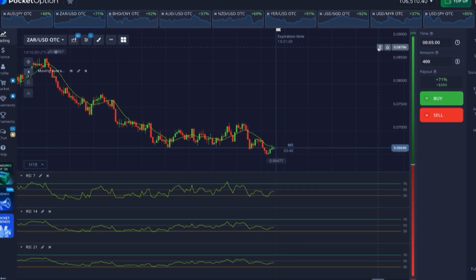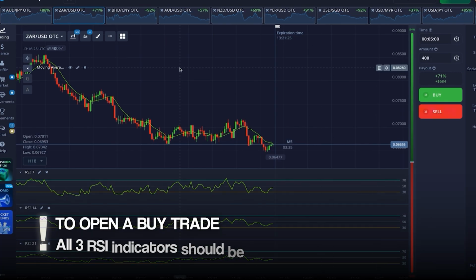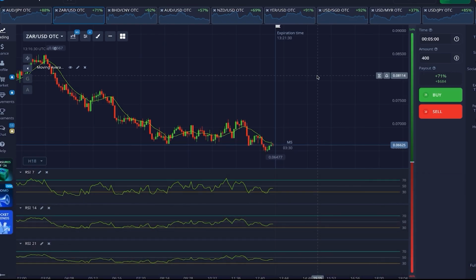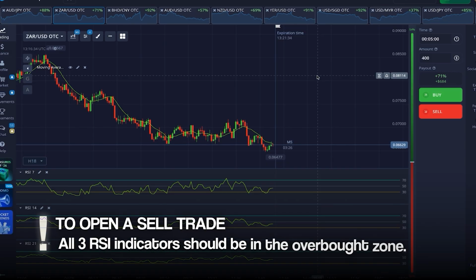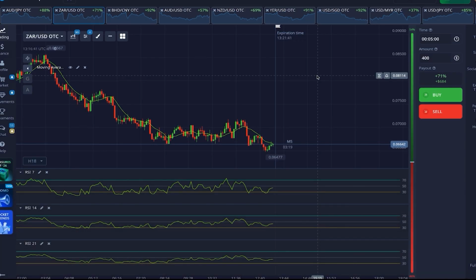Alright guys, let's move on to the trading rules for this strategy. To open a new buy trade, all 3 of the RSI indicators must be positioned within the oversold zone, which means they are below the 30 level. Conversely, to open a sell trade, all 3 RSI indicators must be located in the overbought zone, specifically above the 70 level. Let's find real examples on the charts and analyze them.